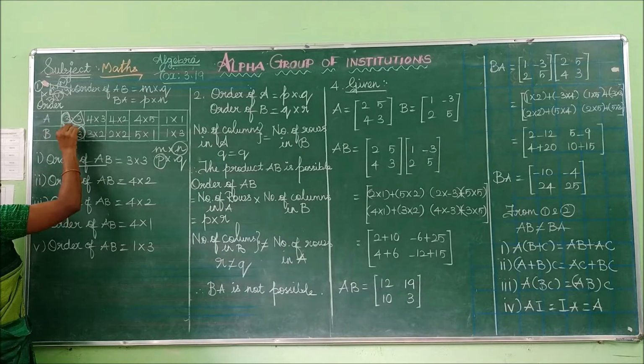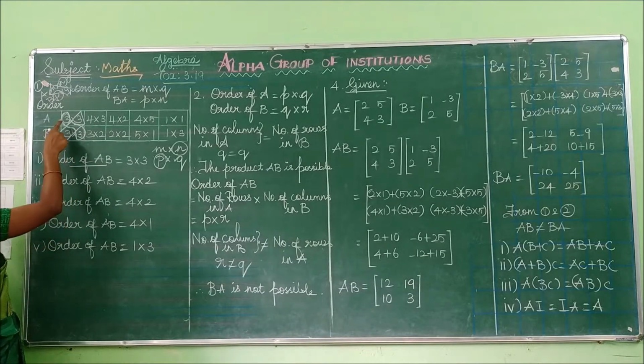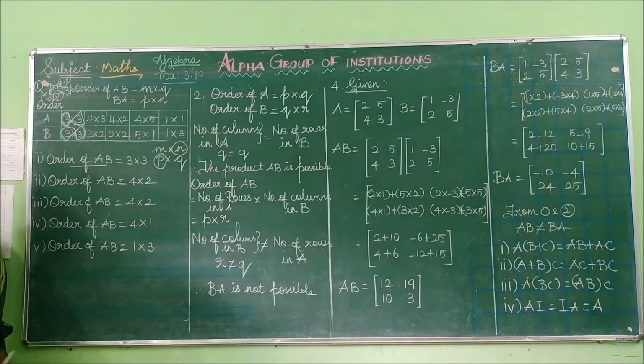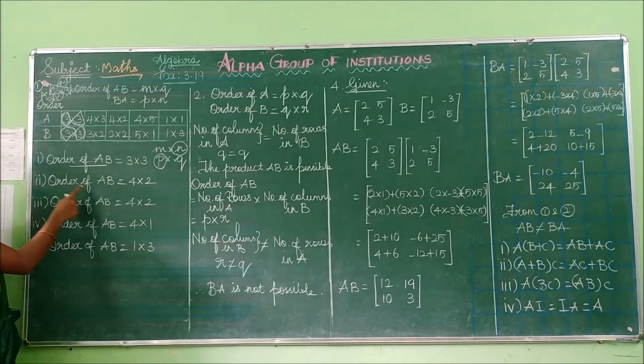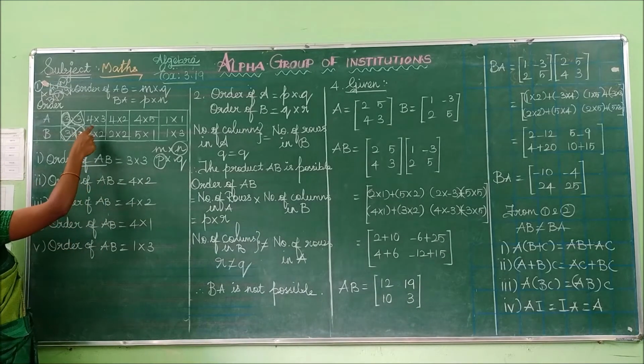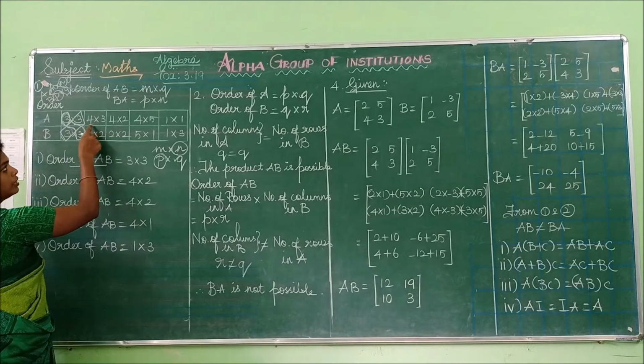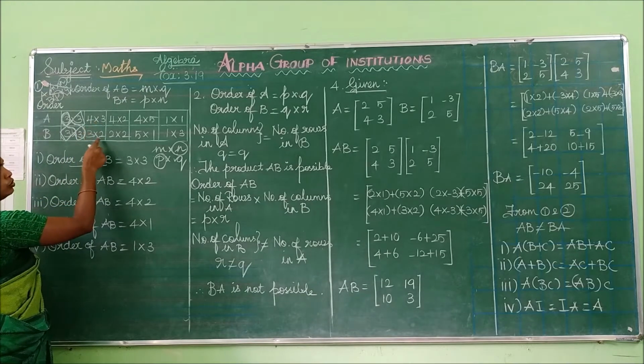Number of rows into number of columns. Here the number of rows is 3 and the number of columns is also 3. So our matrix is 3 cross 3. Then write the order of AB for the second given matrix. What is our second given matrix? 4 cross 3 into 3 cross 2.